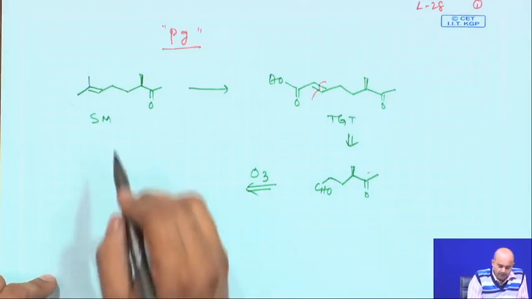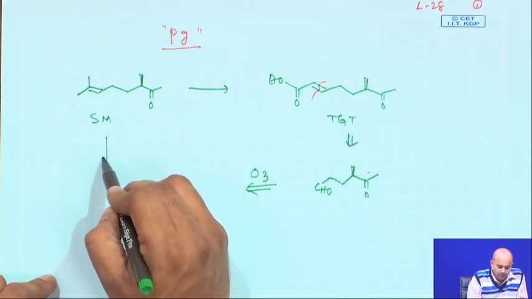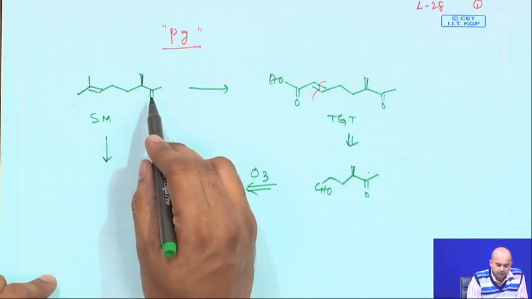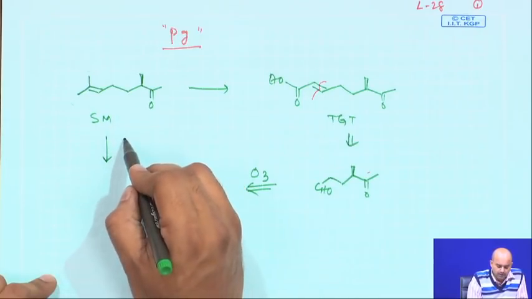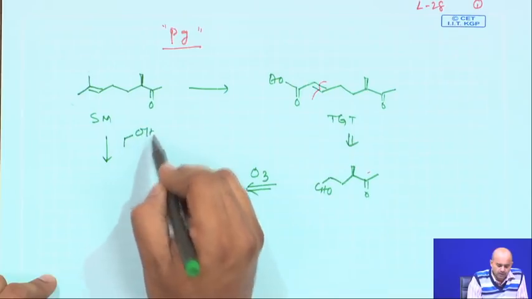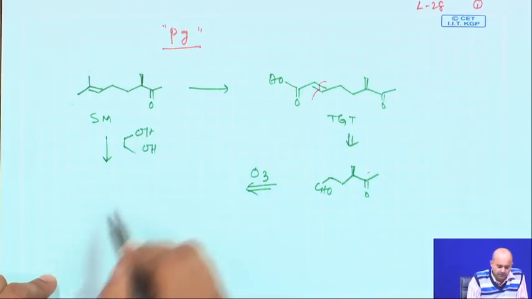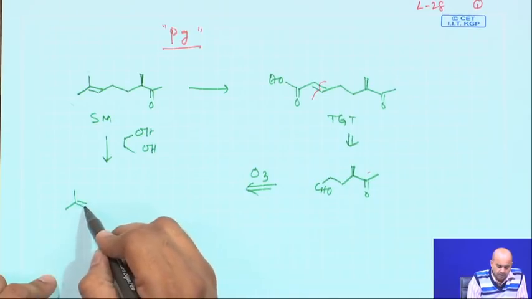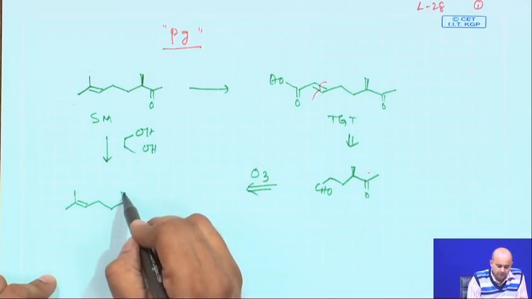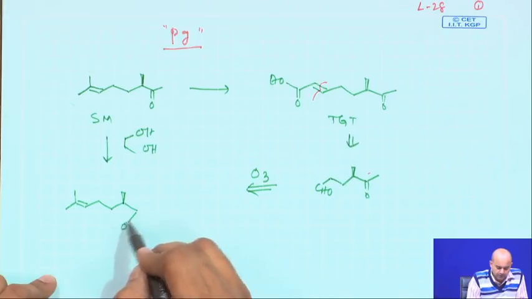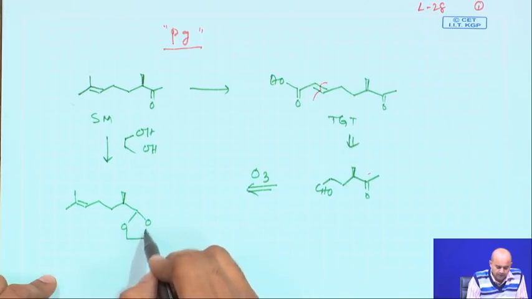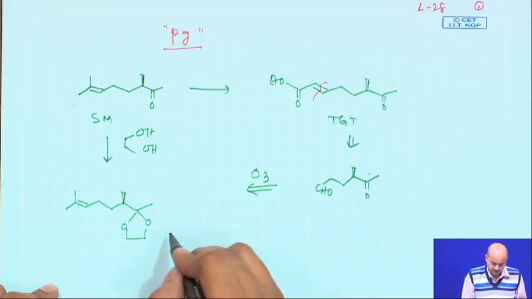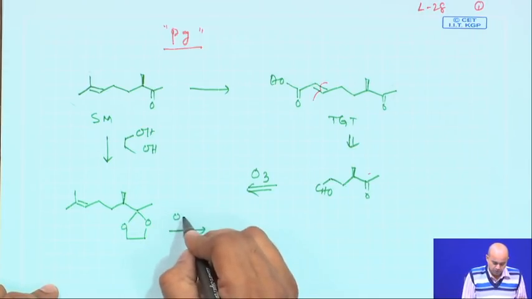So, now based on this strategy, we will formulate how we can proceed. Initially the ketone group will be protected. The ketone group can be best protected by ethylene glycol in presence of a little bit of acid. So, this ketone is now protected as a cyclic ketal. Then you do the ozonolysis.